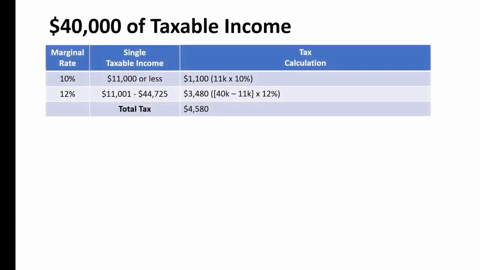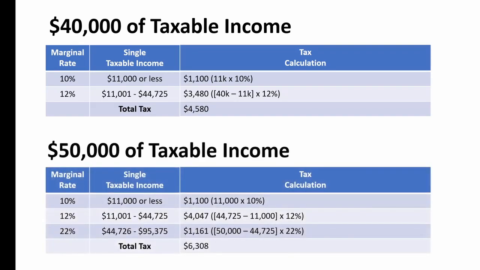Let's look at the math. A single taxpayer with $40,000 of taxable income would have a tax liability of $4,580 based on the brackets. Now let's say they get told they're going to receive a bonus of $10,000 before year end. This will raise their taxable income to $50,000. The first thing we notice is that they are now in the 22% tax bracket.